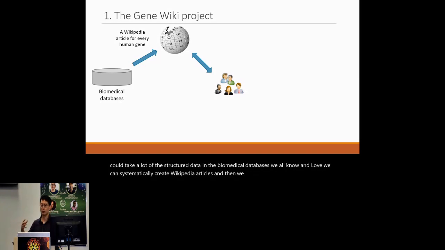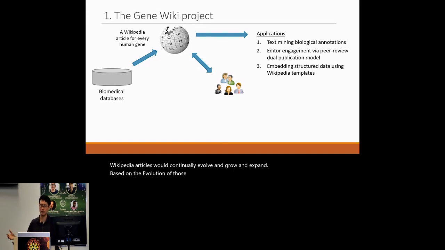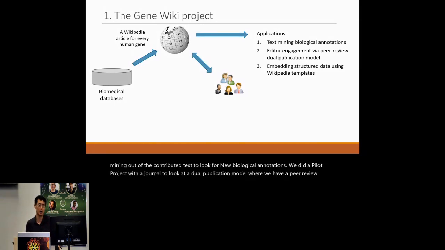And then we could use the crowdsourcing dynamics of Wikipedia so that those Wikipedia articles would continually evolve and grow and expand. And based on the evolution of those Wikipedia articles, there were now 10,000 plus of them that get viewed millions of times a month collectively and edited thousands of times a month. We were able to demonstrate a few different applications from text mining out of the contributed text to look for new biological annotations. We did a pilot project with a journal to look at a dual publication model where we have a peer-reviewed publication plus the live living article in Wikipedia. And we also experimented with directly embedding structured data in this unstructured resource that is Wikipedia.